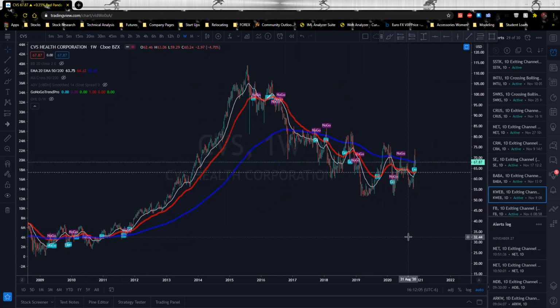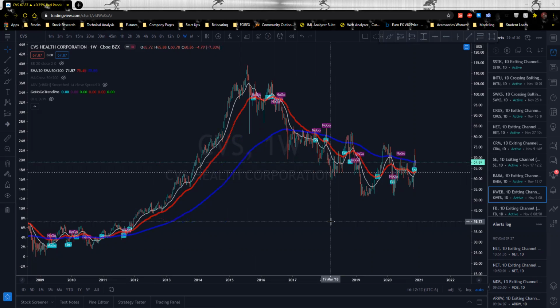So right now I've got CVS. Technically, CVS is sort of in a downtrend. However, it looks like it's getting ready to reverse that trend. The way I kind of know that's about to happen is because the EMAs are getting closer to each other. If you saw the previous video, I have the 50 and the 200. The blue line is the 200 and the red is the 50.